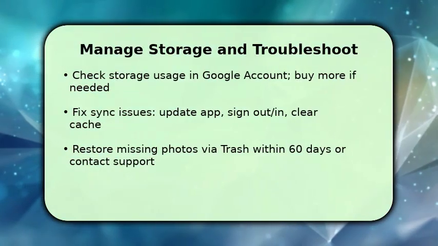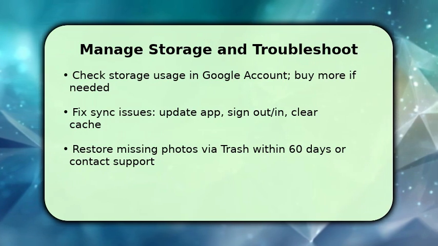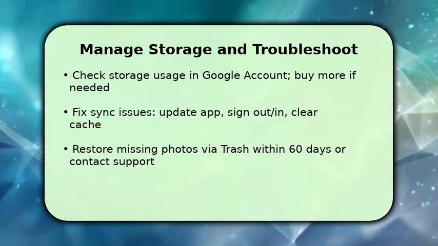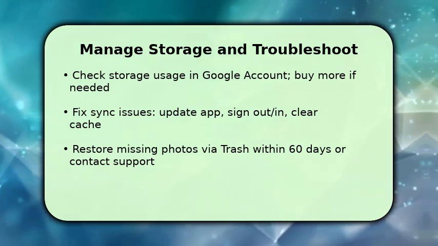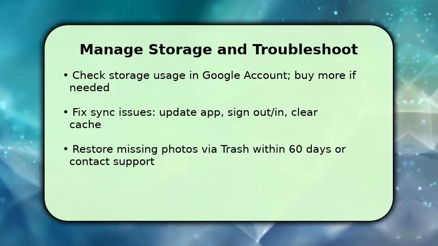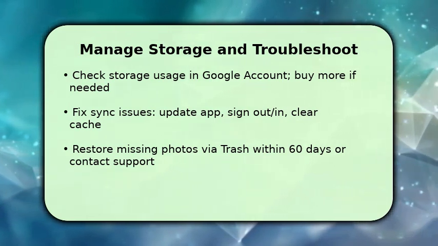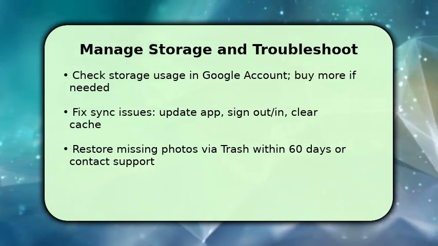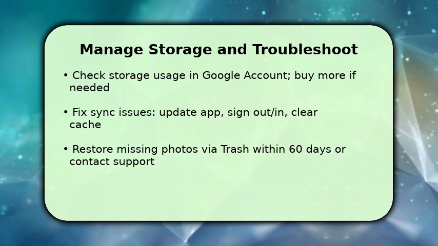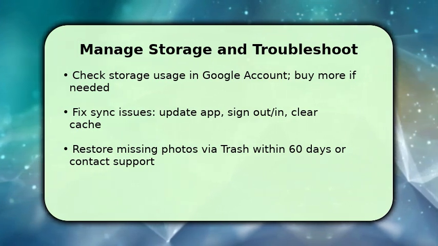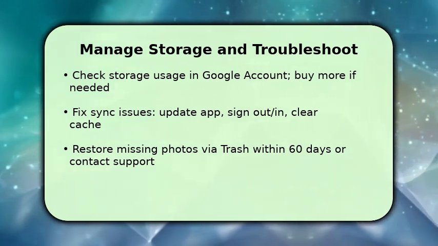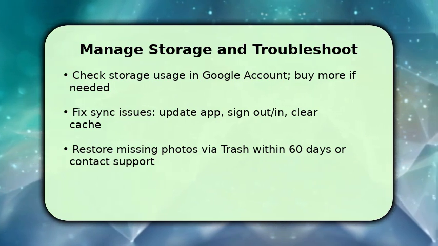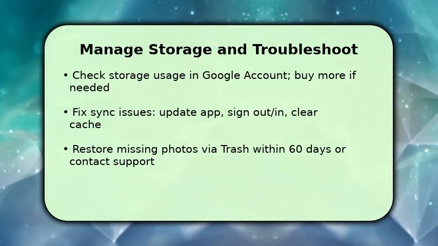Finish by managing storage and resolving problems quickly. Check your Google account storage to see how much space remains and consider upgrading if you hit limits. Change upload quality to save space if needed. If syncing pauses, update the app, sign out and back in, or clear the app cache. These steps often restart uploads. If photos seem missing, look in trash within 60 days for recovery and make sure device permissions allow background uploads. If issues persist, use the account support options.